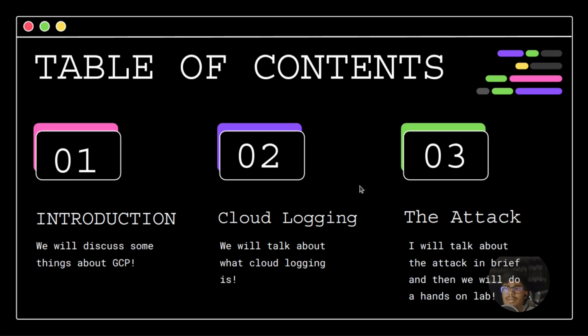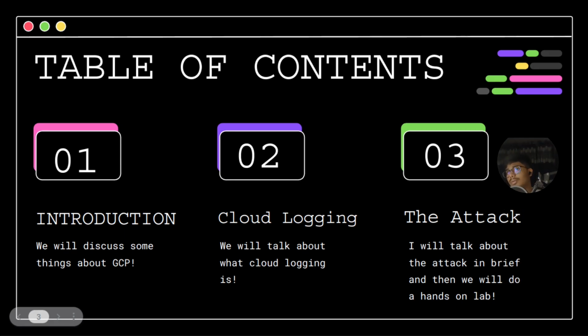Table of contents. The first section is introductions. Over here, we will talk about some basic things which we need to know to perform this attack or this whole technique at a very high level. The second section is cloud logging. Over here, we will talk about what cloud logging is, why we need it, and how it's related to our attack. The third section is literally called the attack. I will talk about the whole attack in detail, like how this happens, how we can perform it, a practical demonstration, and a lab. And we will also talk about not getting detected.